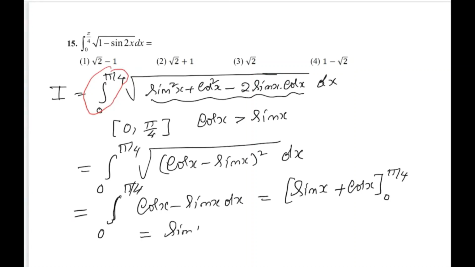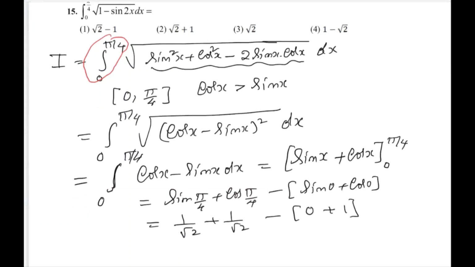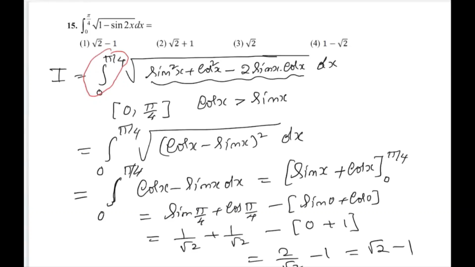Upper limit, put x equal to pi by 4, minus of, put x equal to 0, lower limit. That is 1 by root 2 plus 1 by root 2, minus sin 0 is 0, cos 0 is 1. So this is 2 upon root 2 minus 1. That is root 2 minus 1. That is the correct answer. So the correct option is option 1.